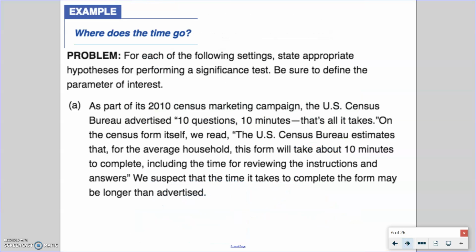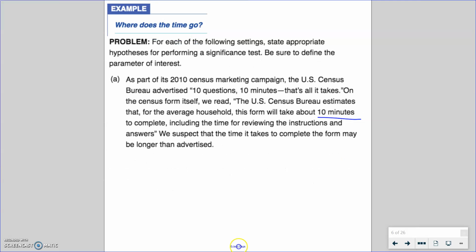So here's a problem. Go ahead and read through it, pause the video, and try to figure out what would be the null hypothesis and what would be the alternative. All right, so in this case, basically what they're saying is the US Census Bureau says that the average household, this form should take 10 minutes to complete, okay? So the null hypothesis is that the mean is 10 minutes, okay?